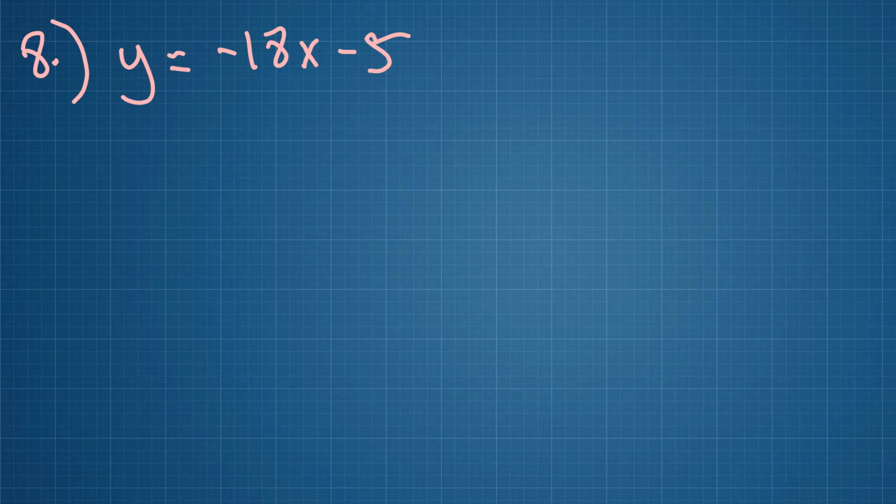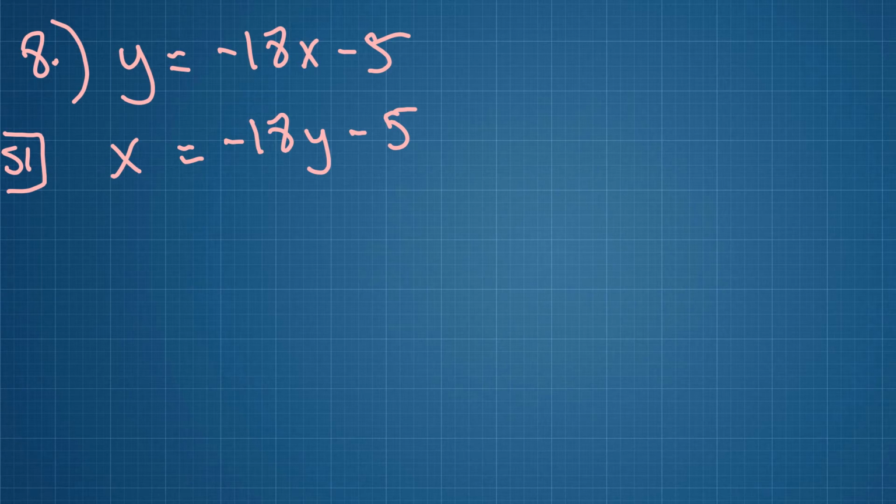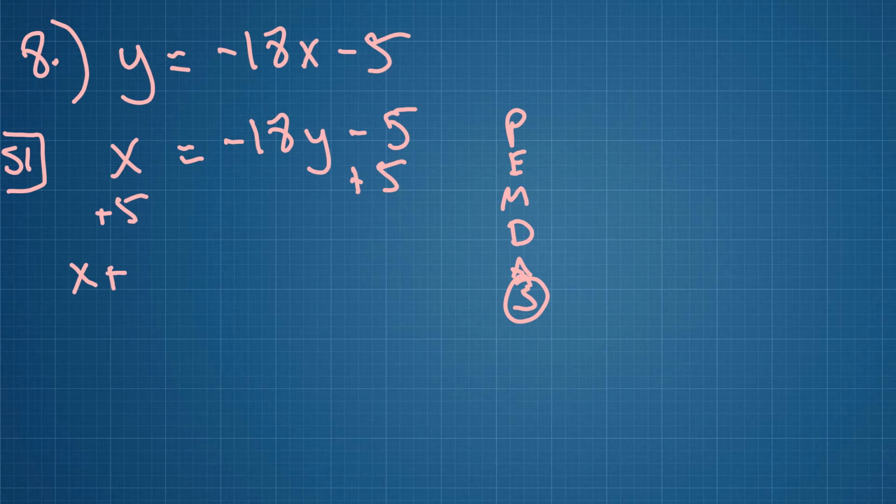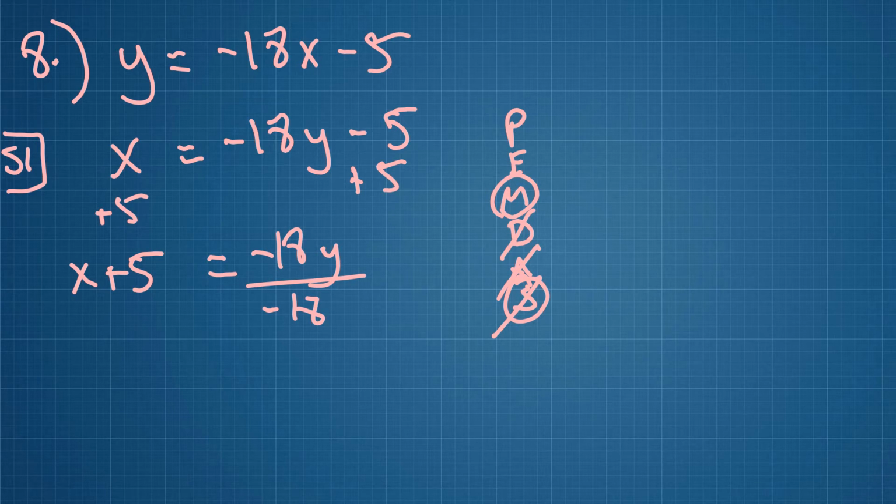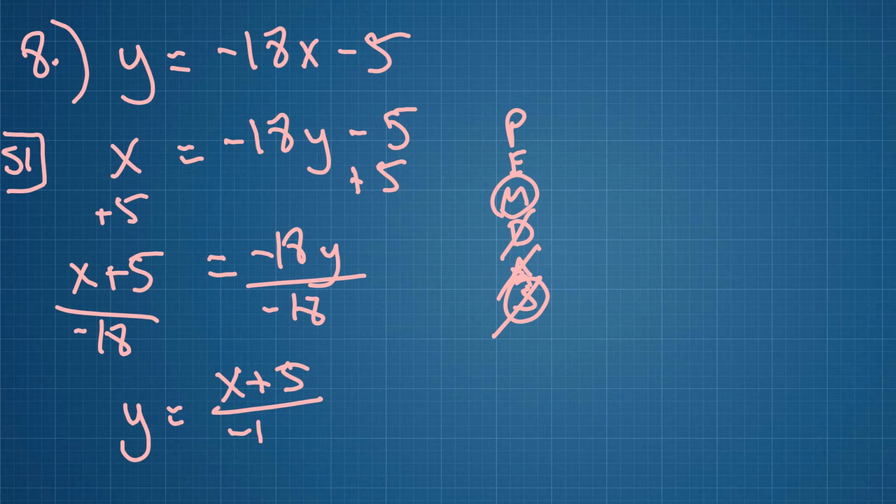All right, 8. Step 1, I'm going to switch x and y. All right, that's 1. Step 2 means I'm going to solve for y, so in case you need to see PEMDAS backwards, I see subtraction. That's why I add 5 to both sides first. There's no more addition. There's no division. I see multiplication. That's why I divide by negative 18. So I end up with y equals x plus 5 all over negative 18.